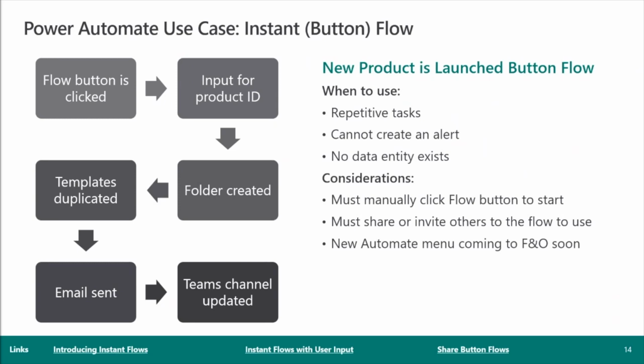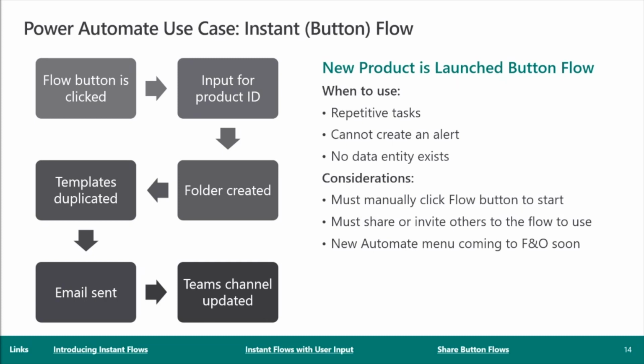One of the things to note with the instant flows is that in the current setup, a user does have to manually click that flow button in order to start it. In my example, I'm showing how to do that from a team site, but if you've got the Power Automate app on your cell phone, you can start an instant flow from there by adding a flow button. And if you do have an instant flow, you'll need to make sure that you share or invite others to the flow in order to allow them to use it.